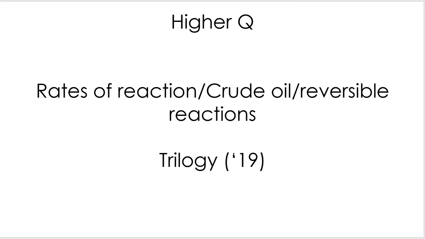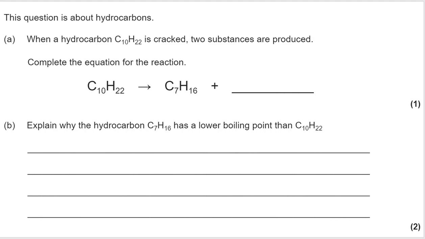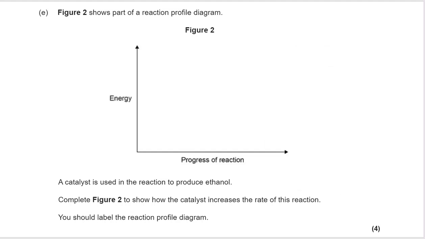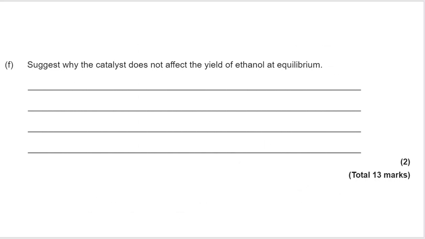I'm going to recommend that you have a look at the question and try it first, pausing as you go, and then review. So we're going to start with parts A and B, followed by parts C and D. Then we have part E. And finally, we have part F, and there are 13 marks available in total.